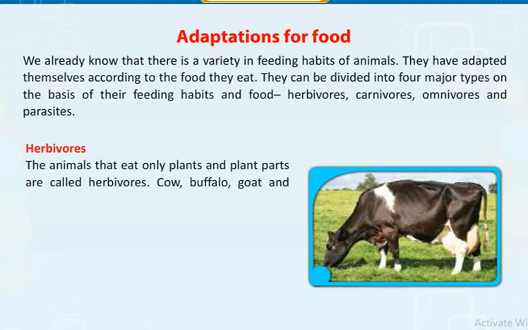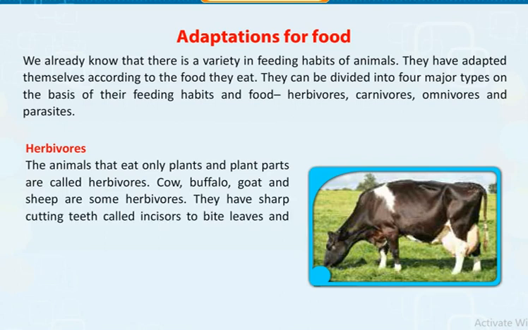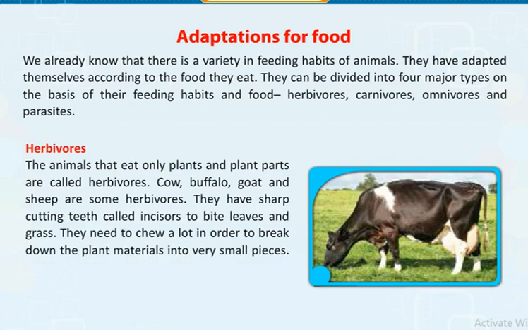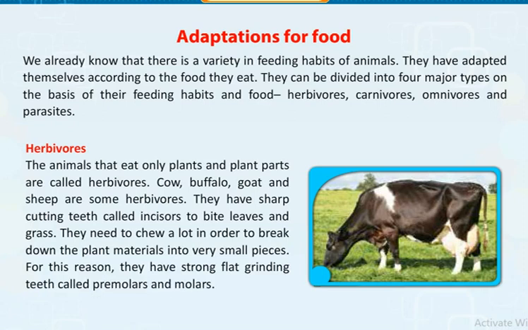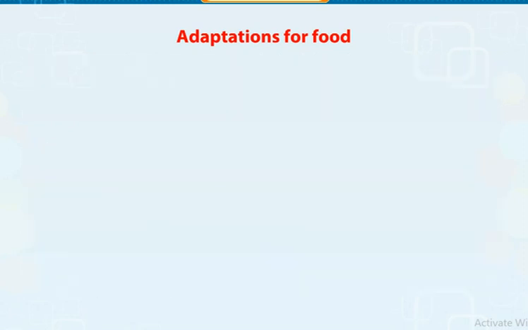Cow, buffalo, goat, and sheep are some herbivores. They have sharp cutting teeth called incisors to bite leaves and grass. They need to chew a lot in order to break down the plant materials into very small pieces. For this reason, they have strong, flat grinding teeth called premolars and molars.